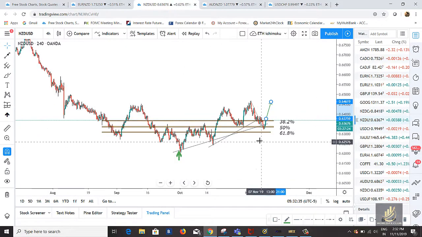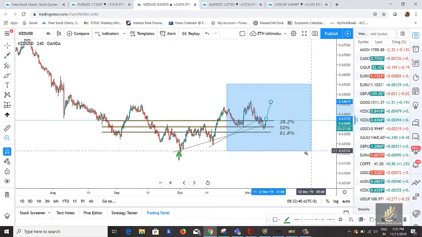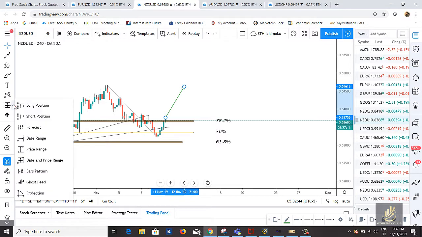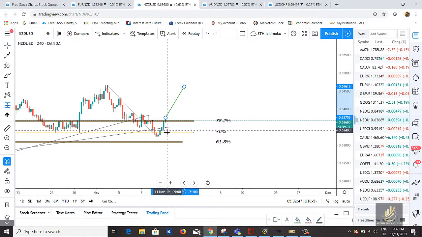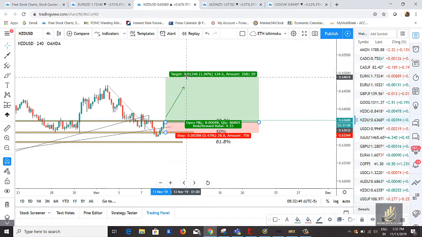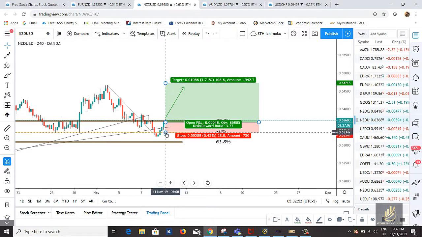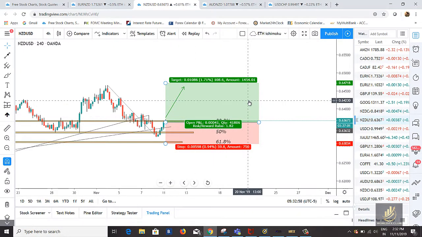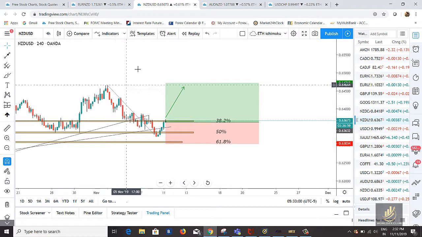If you talk about New Zealand dollar versus Kiwi, I have an open trade here. I want a good risk to reward ratio, so long position, one position is here. I'm expecting this to go until this, and we have almost 1:2 risk to reward ratio here.